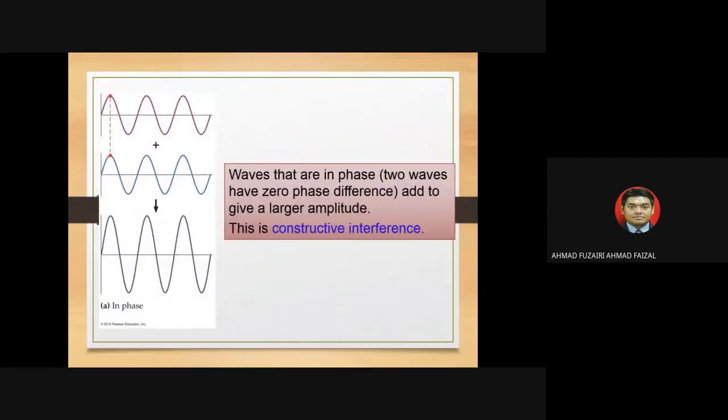Okay, this is an example of waves that are in phase. Wave 1 and wave 2 have zero phase difference, or are in phase, adding together and giving a larger amplitude. So this is the larger amplitude. This we call constructive interference.